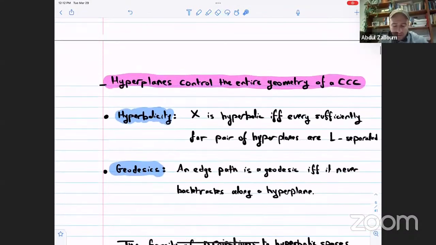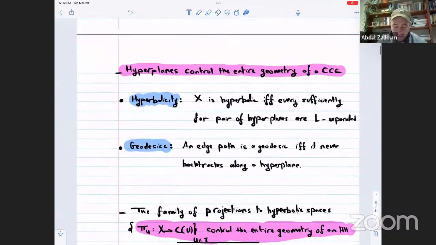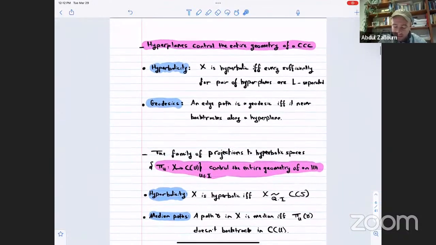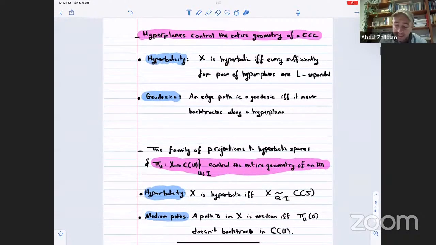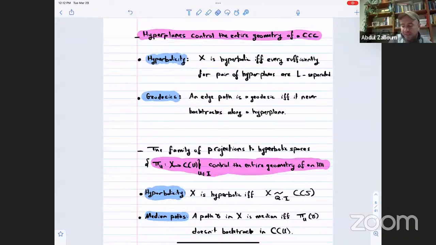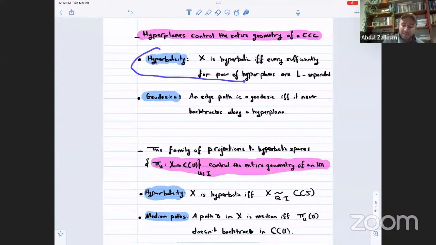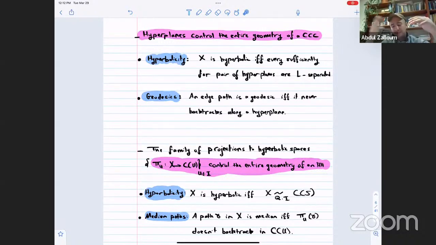Okay, so we see that there is some similarity between CAT(0) cube complexes and hierarchically hyperbolic spaces, and the similarity is summarized in this slide, perhaps. Hyperplanes control the entire geometry of a CAT(0) cube complex. In a similar fashion, such projections to hyperbolic spaces control the entire geometry of an HHS, right? And here are two examples which look quite similar, where you have a purely geometric notion, which is described purely in terms of the hyperplanes in the cube complex case, and the projections to hyperbolic spaces in the HHS case.